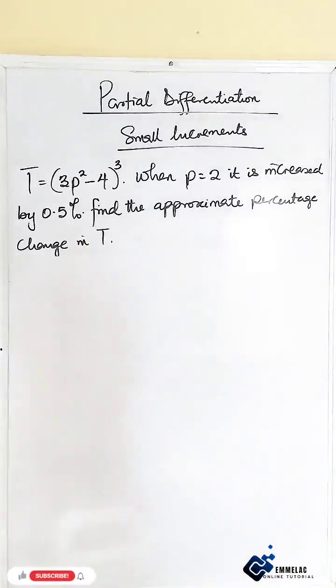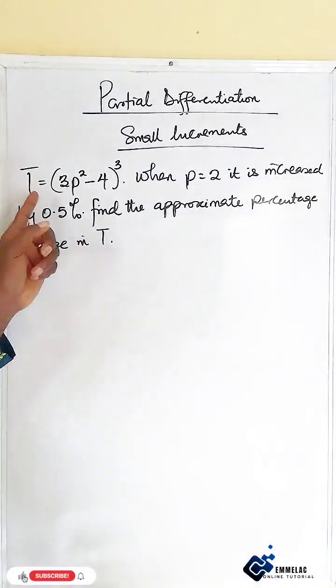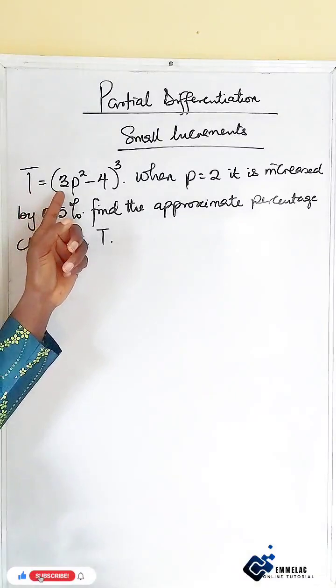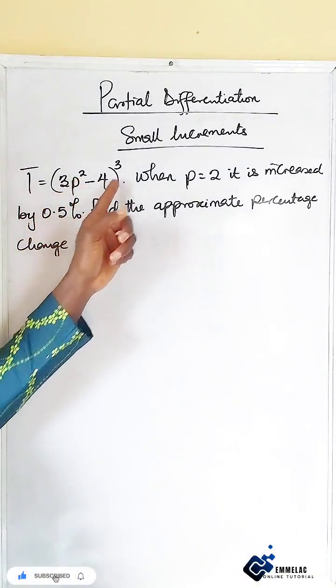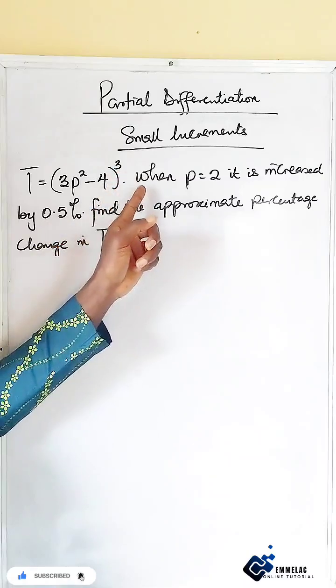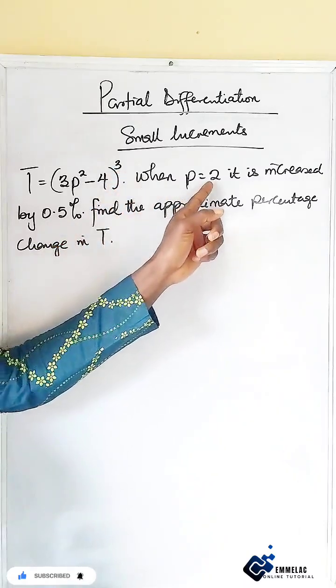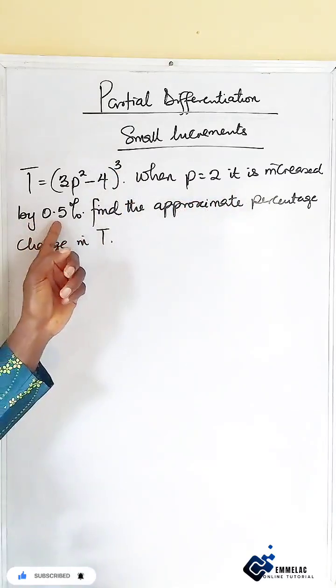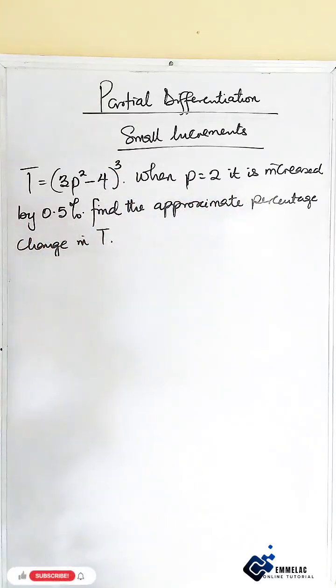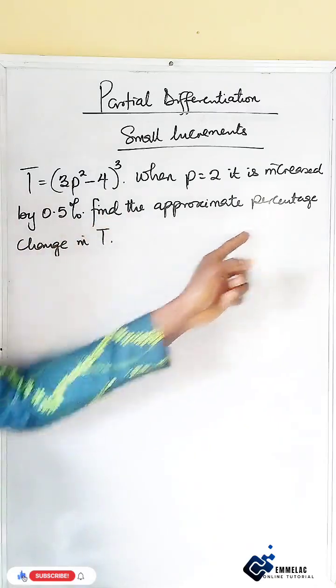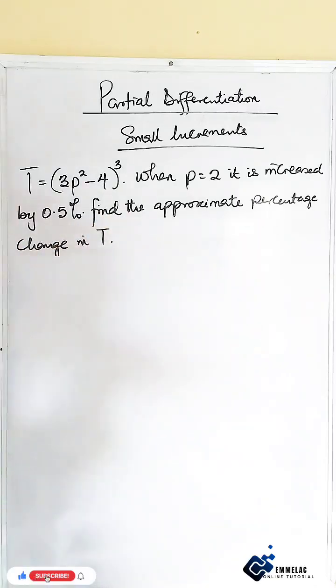Now let's solve this question. It says that t equals (3p² − 4)³. When p equals 2, it is increased by 0.5 percent. Find the approximate percentage change in t.